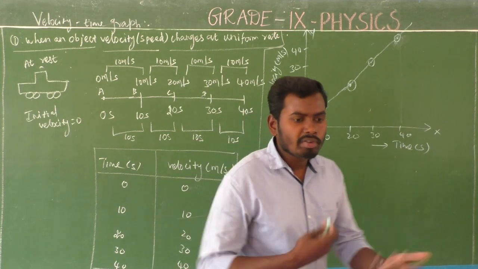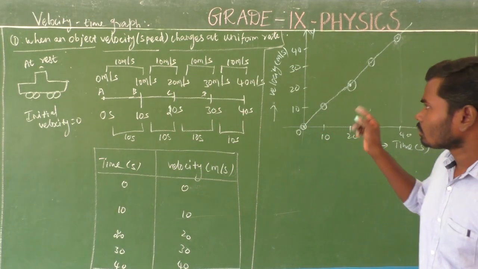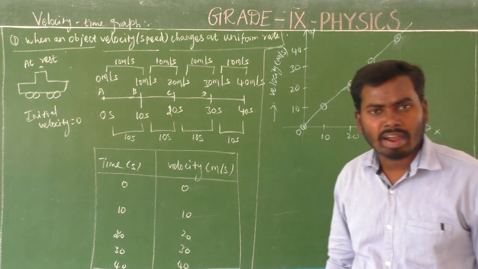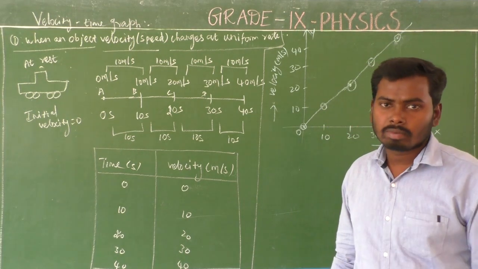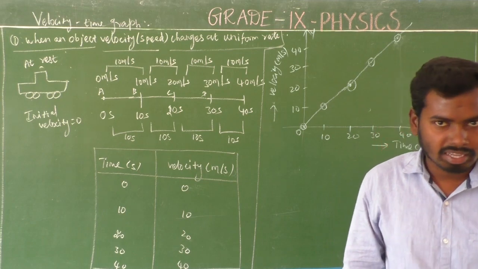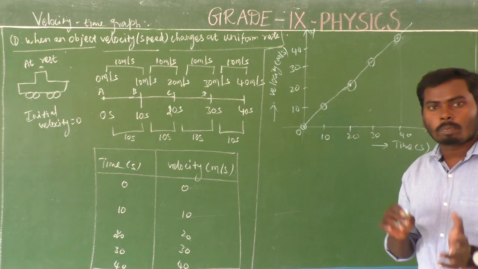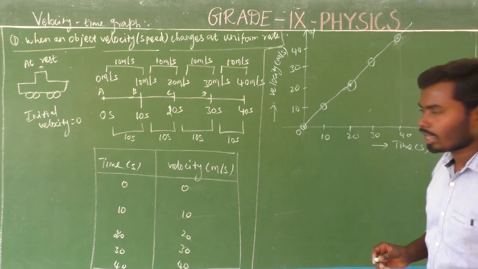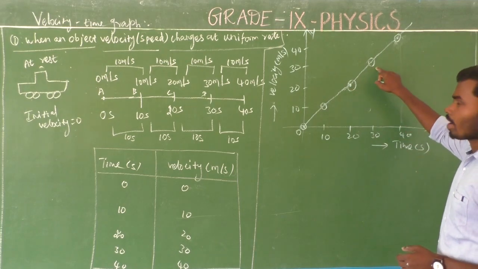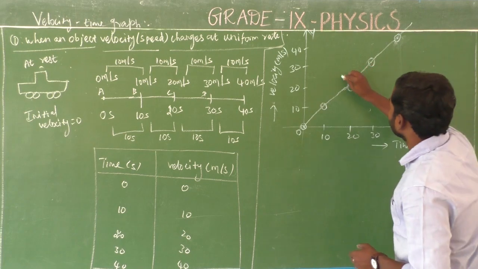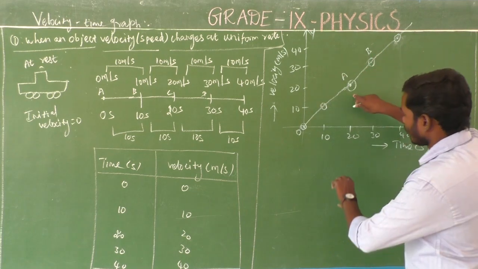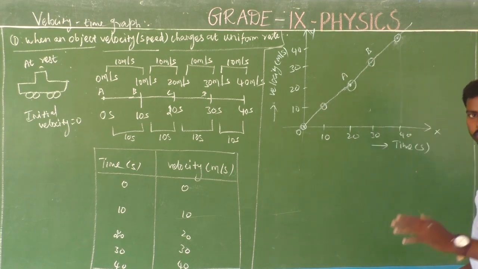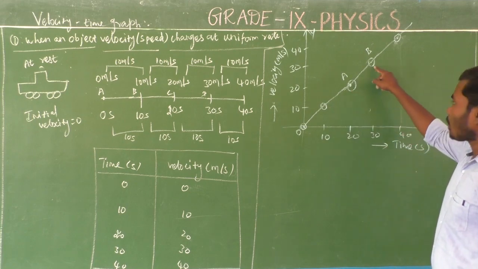No doubt. So already we know that with the help of this velocity time graph, we can find out the acceleration of the object. Am I right? Yes. So now we will consider any 2 points from this velocity time graph. Yes, I am going to consider this point and that point. Consider this is point A and this is point B. Is it clear? Yes, point A and point B.